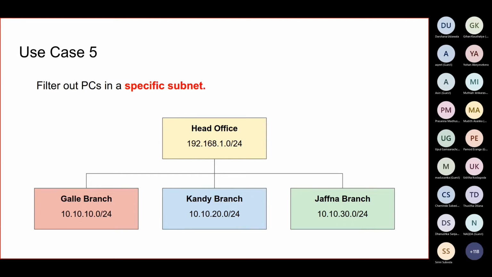Filter out PCs in a specific subnet. This is really important if you are maintaining different sites and machines based on different VLANs that you want to apply different settings to. If you can identify the subnet in a dynamic manner, you can apply policies in a dynamic manner.